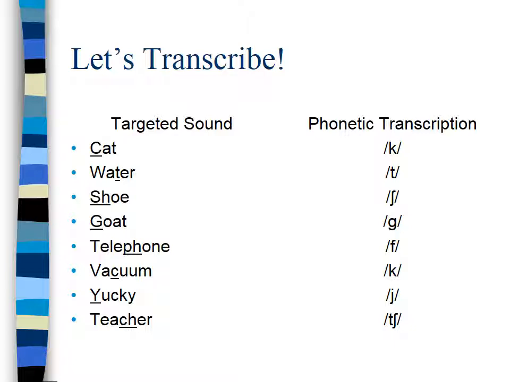We have shoe, g as in goat, f in telephone, k in vacuum, k, k. Yucky is a y, teacher is a ch.